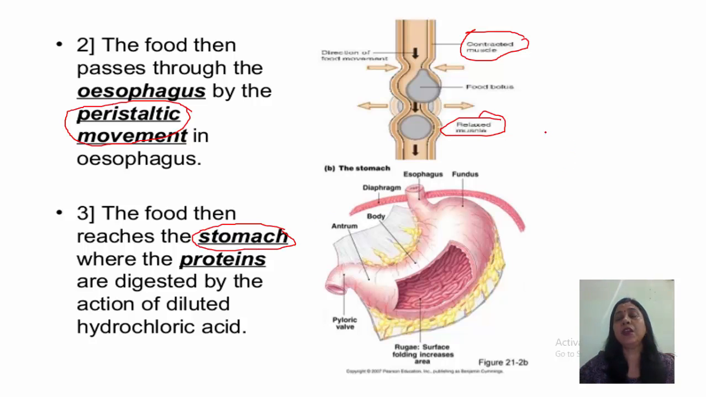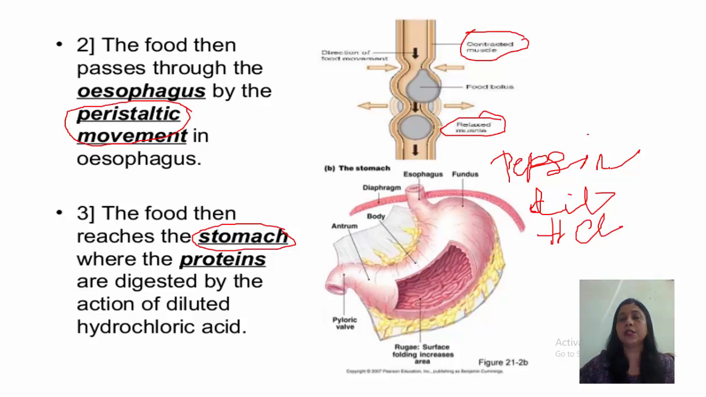Here in the stomach, 3 secretions are there. One is the enzyme pepsin. Second is dilute HCl. And the third secretion is mucus. All these 3 are the secretions in the stomach. Now, what is the function of pepsin? When the food reaches the stomach, it stays here for about 2 to 3 hours.